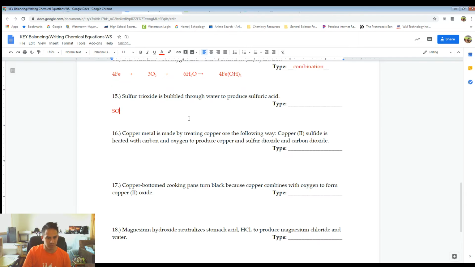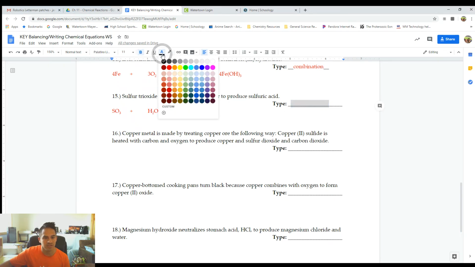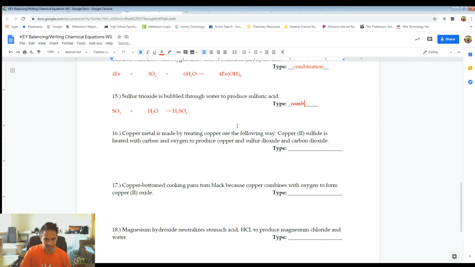So, all right, here we go. Sulfur trioxide is SO3. Bubbled through water, H2O. Sulfuric acid is H2SO4. In terms of balancing, this one is already balanced. We have 2 hydrogens on each side. We have 1 sulfur on each side. We have 4 oxygens on each side, so that one's good. As for reaction type, this is a combination reaction.